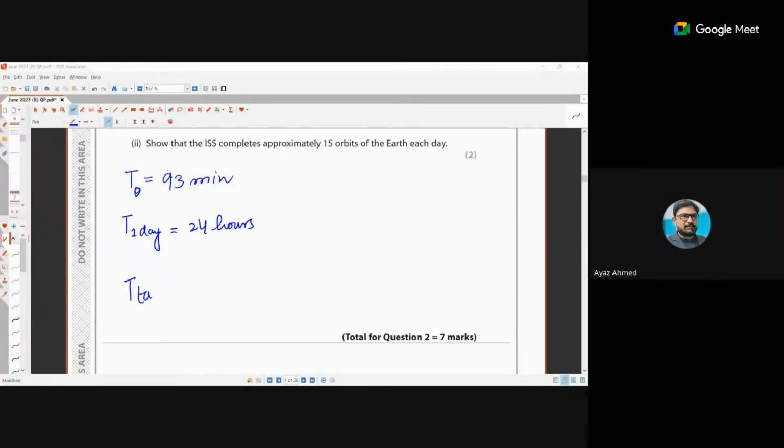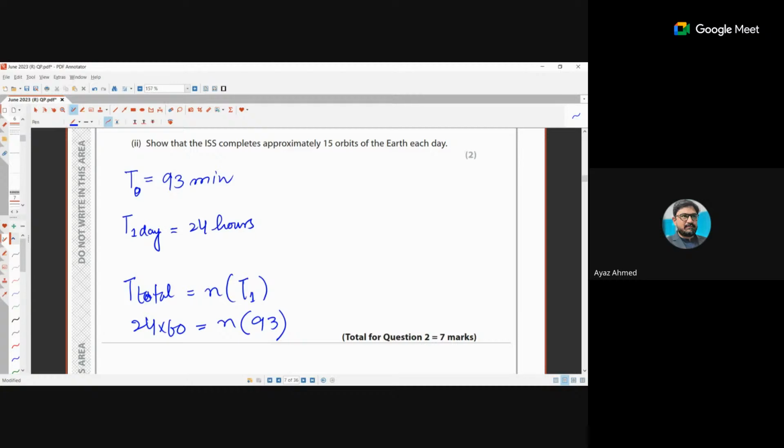Sorry, basically I forgot to connect the charger to my laptop, that's why there was a disconnection. Okay, so I was saying that this is the total time. Total time equals number of orbits times time of one orbit. So that is 24 hours times 60 minutes. I will convert that into minutes, and that equals the number of turns times 93.